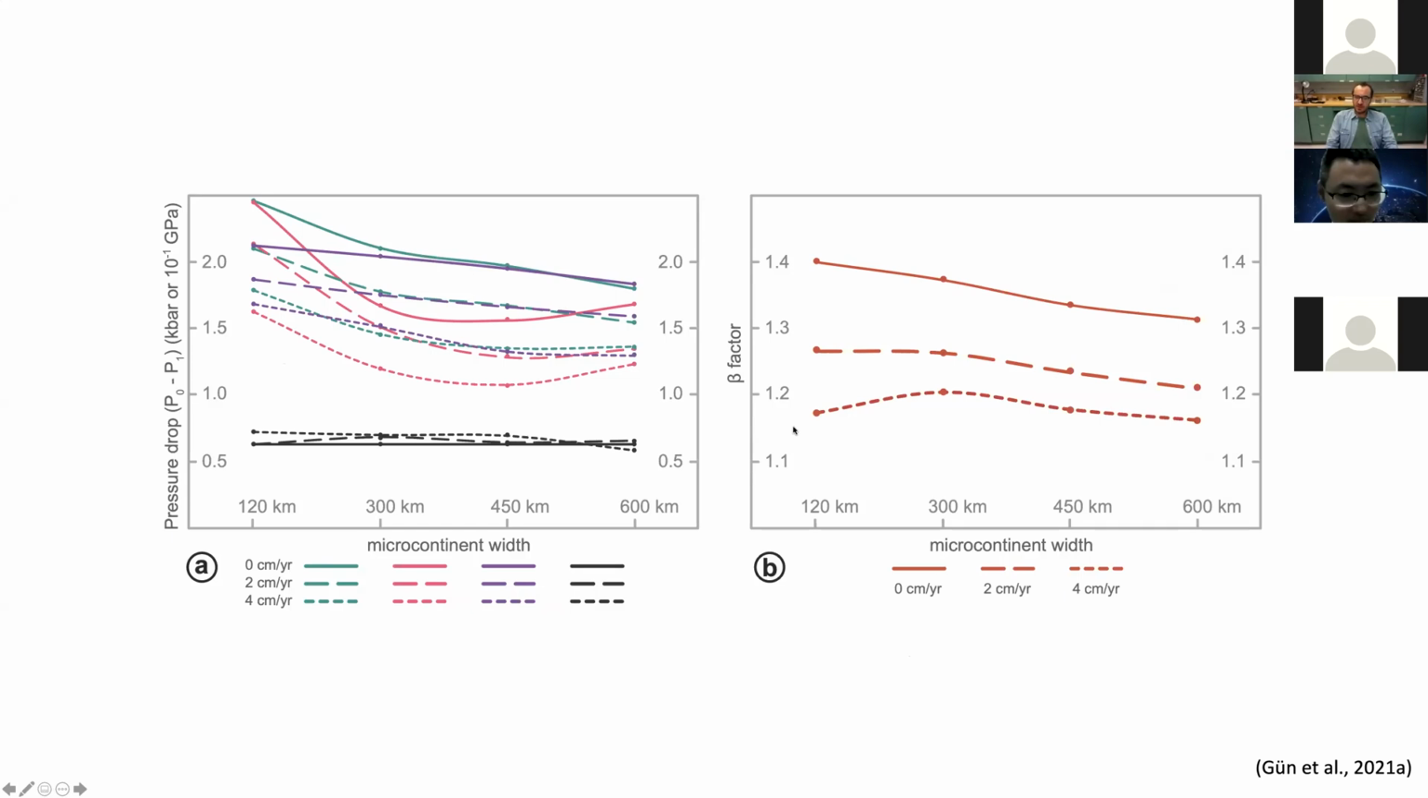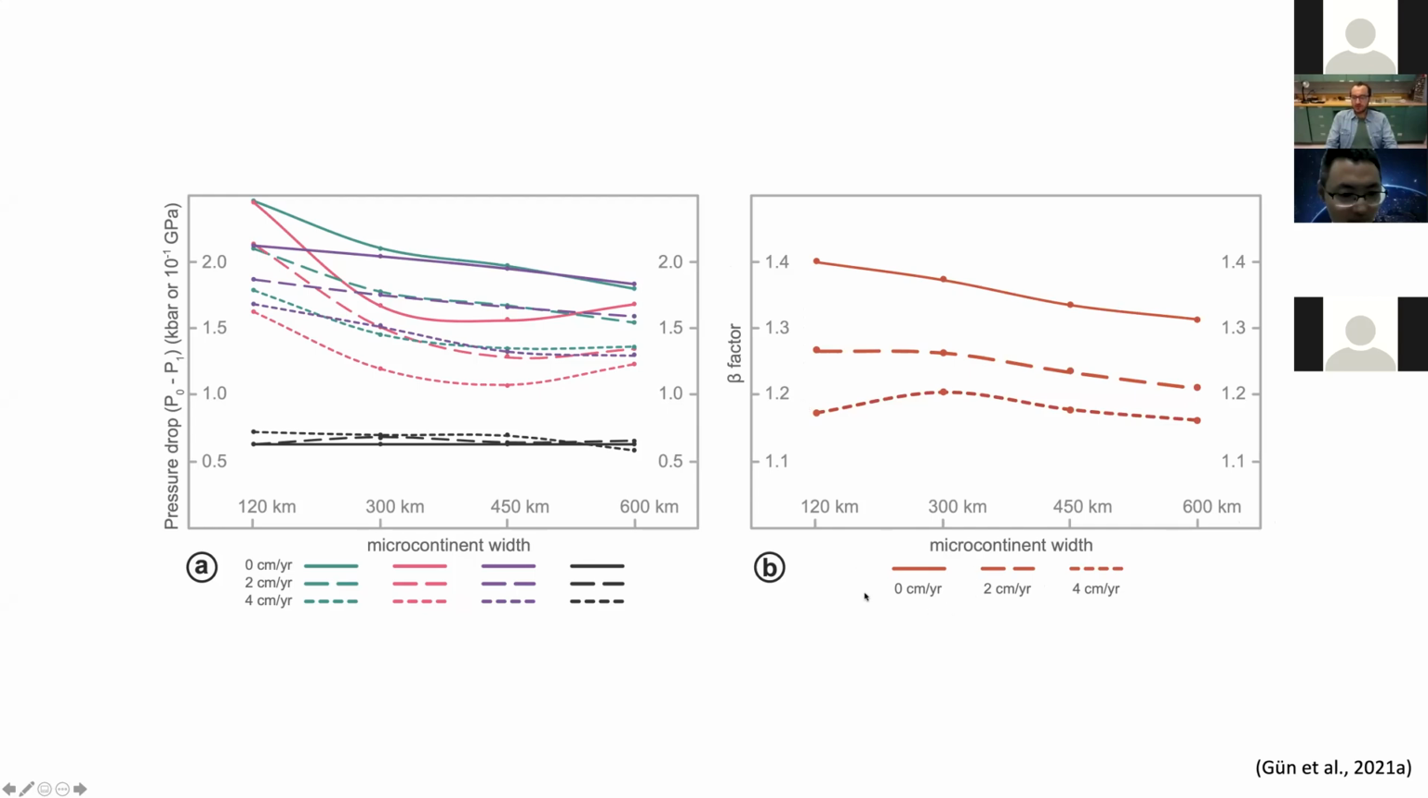So we also calculate the beta factor, which is essentially the extension factor in these microcontinents. If this beta factor is high, it means that we see more extension. And if the beta factor is less, it means there's less extension. So we compare beta factor, extension factors, versus microcontinent width and also convergence velocities. As you can see, there is a clear trend that when we increase the size of the microcontinent, we see less extension, because the beta factor is decreasing.